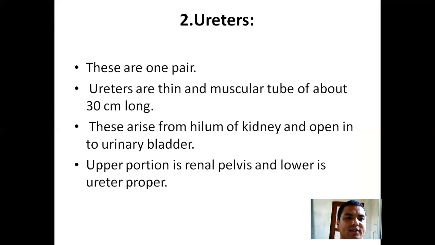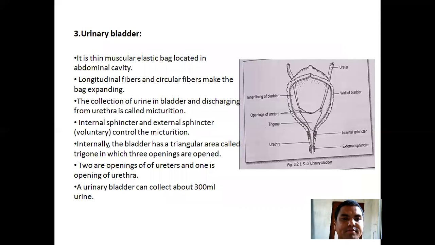Ureters. These are one pair. Ureters are thin muscular tubes about 30 centimeter long. They arise from the hilum of the kidney and open into the urinary bladder. The upper portion is the renal pelvis and the lower is the ureter proper. Let's know about the urinary bladder. The urinary bladder is a thin muscular elastic bag located in the abdominal cavity. Longitudinal fibers and circular fibers allow the bag to expand. The collection of urine in the bladder and its discharge from the urethra is called micturition. Internal sphincter and external sphincter control micturition.